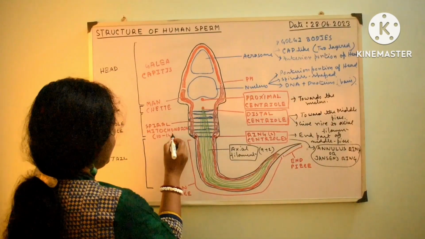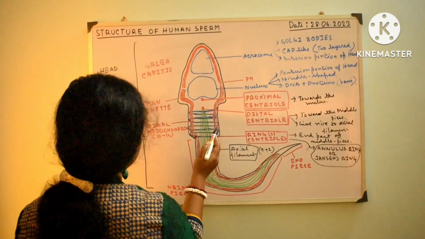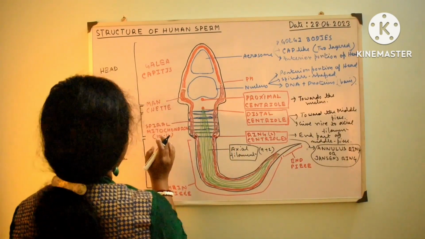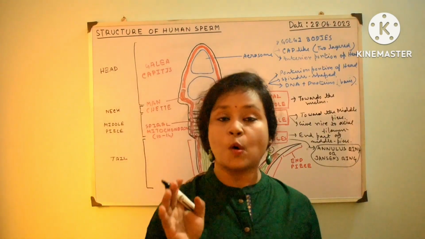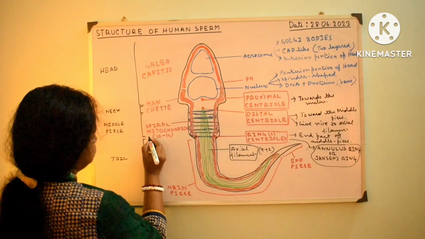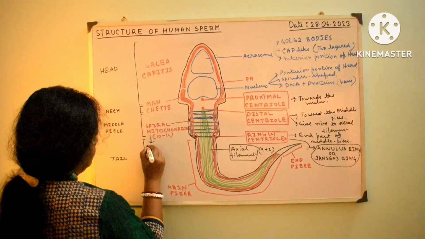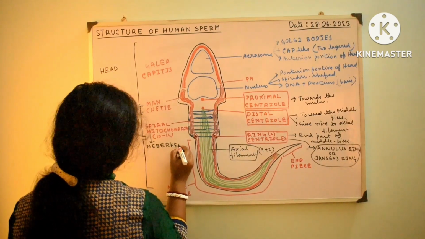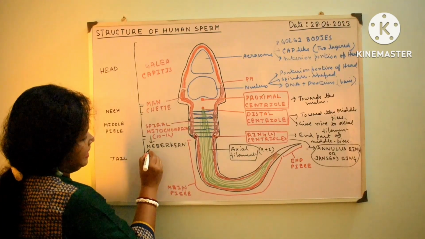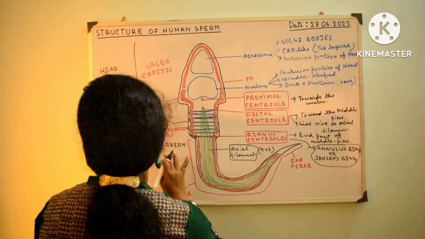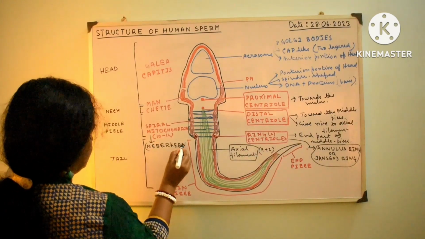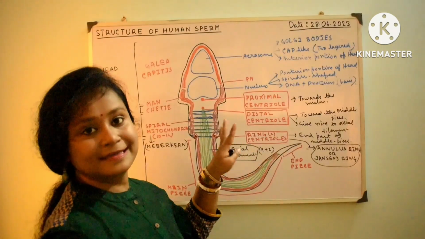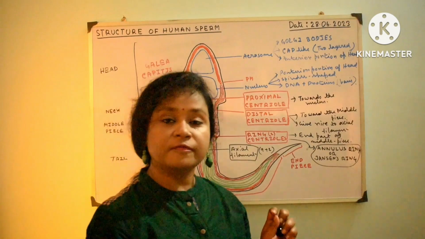Now come to the spiral mitochondria. I have already discussed the spiral mitochondria. There are 10 to 14 turns of spiral mitochondria, and this spiral mitochondria is also known as Nebenkern. Mind this spelling. Spiral mitochondria is also called Nebenkern. So this is the diagram and description of the structure of the human sperm.